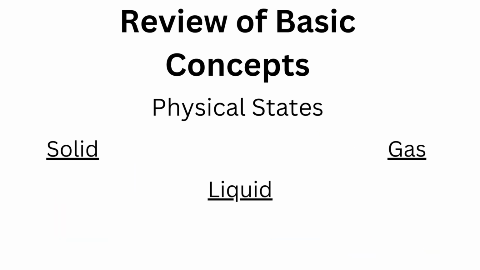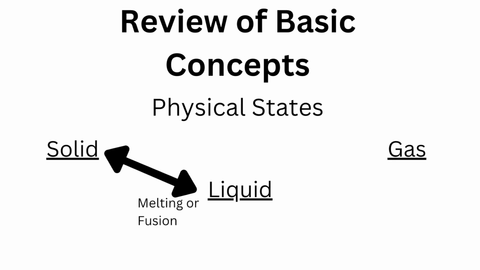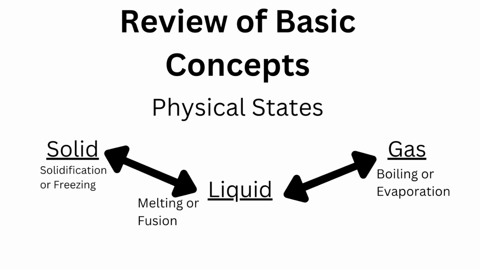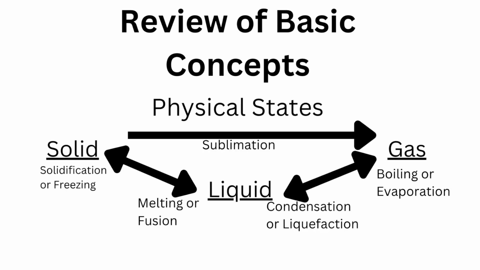Next, we have physical states, or states of matter, your typical solid, liquid, and gas. You can turn solid to liquid via melting or fusion, liquid to solid through solidification or freezing, liquid to gas through boiling or evaporation, gas to liquid via condensation or liquefaction, and solid to gas through sublimation.